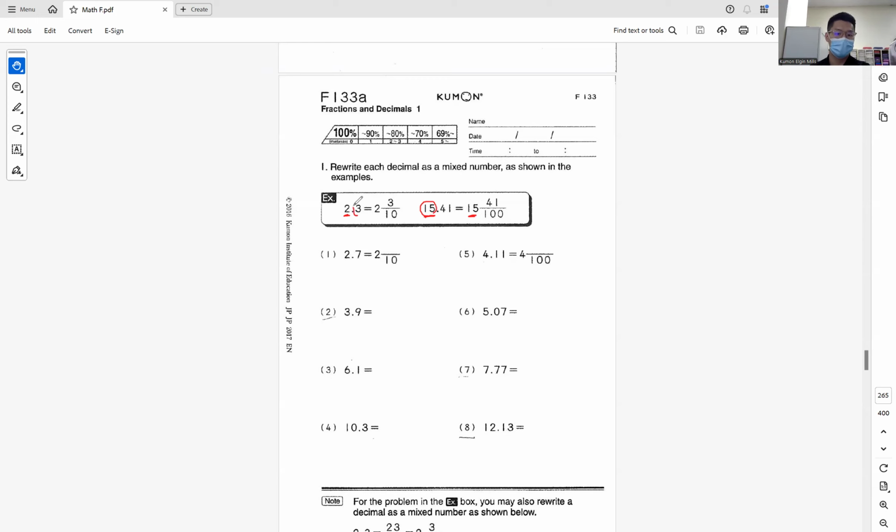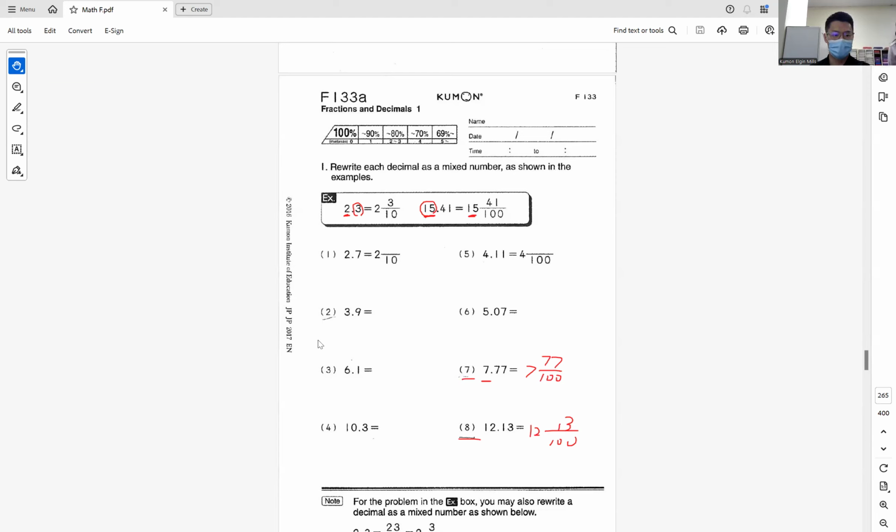And this one is 0.3, which means 3 over 10, right? Same thing with these ones, 13 over 100, right? What about this one? 77 over 100. Good job. Any questions? Which should be pretty good, right?